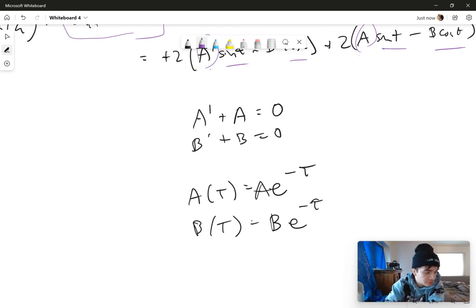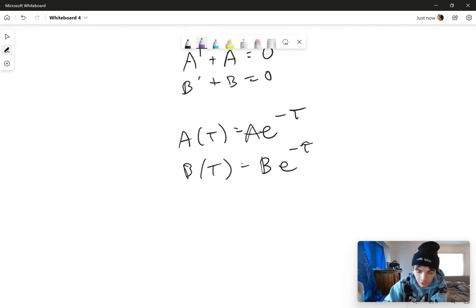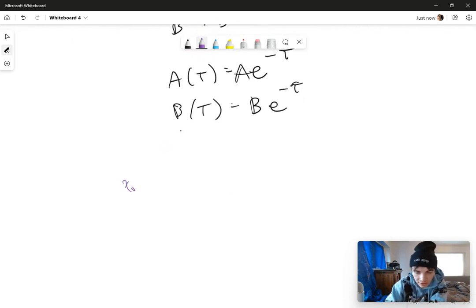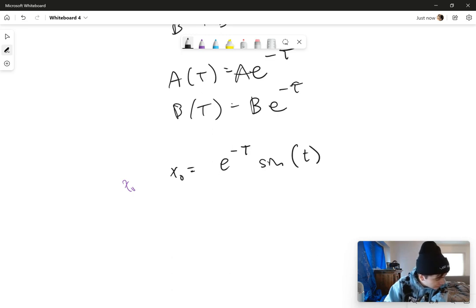Okay, and so working out the equations for x naught, you get x naught is equal to e to the negative tau sine of little t, and then let's see, x.